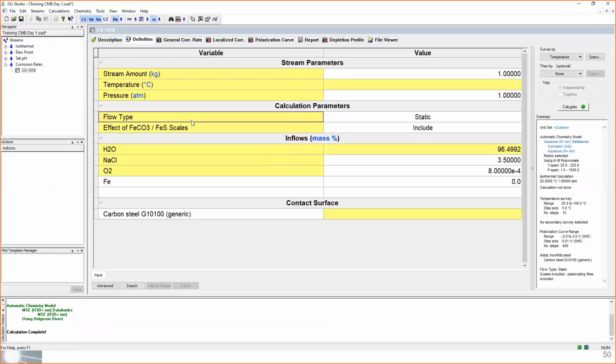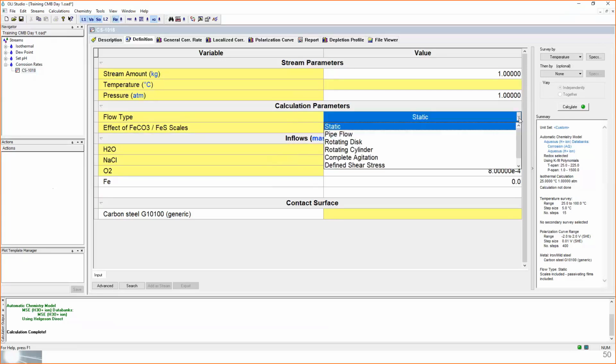By default, the software in flow type selects the static option, okay, as the flow type. But if you click on the static option, you'll see that there is a drop-down arrow, okay, and if you click on it, you'll see the different options. There are, I think, 7 different options to define the flow type or to define the fluid dynamics of the system. So you know that fluid dynamics have a significant impact on the corrosion rate because it improves the mass transfer of reactive species to the metal surface.